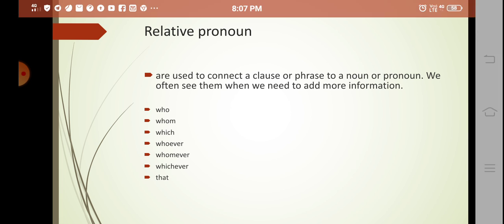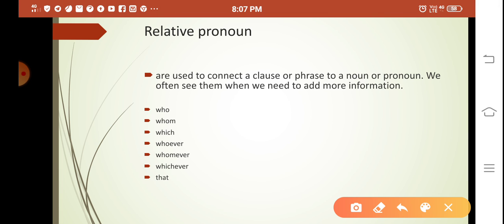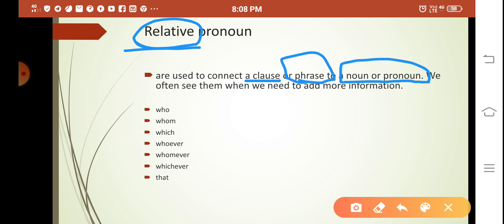So we'll see more. Relative pronoun. What is a relative pronoun? It relates. The name itself indicates that it is relative. It means it relates. What does it relate? We use it to connect a clause or phrase to a noun or pronoun. Don't forget this. So before that you have to know what a clause is. In my yesterday's video you learned what a phrase is. Phrase means a group of words. It does not contain any subject or verb.